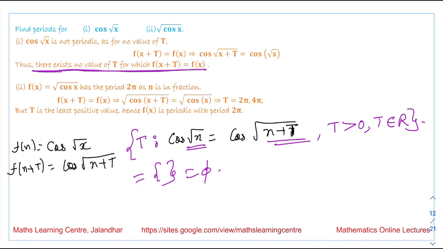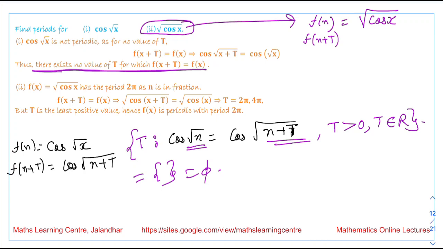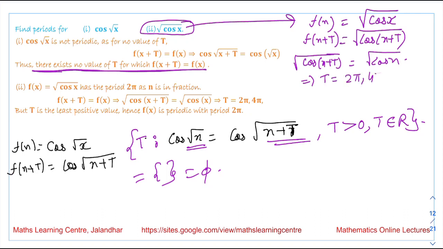But if we are talking about the function square root of cos x, then f of x is equal to square root of cos x, and f of x plus t is equal to square root of cos of x plus t. Now if we equate both these values, square root of cos of x plus t should be equal to square root of cos x, and this holds for all t equal to 2 pi, 4 pi and so on, and the least value of all these is 2 pi. So the period of this function is 2 pi.